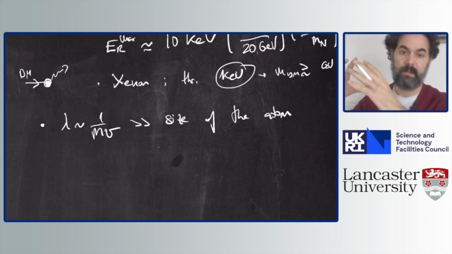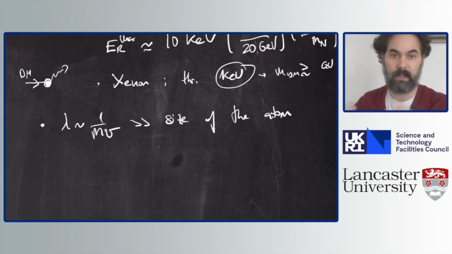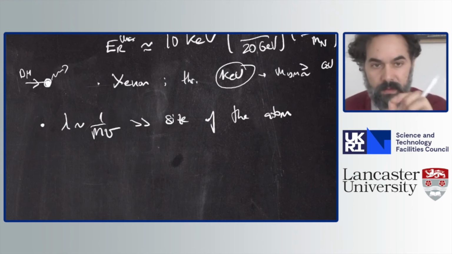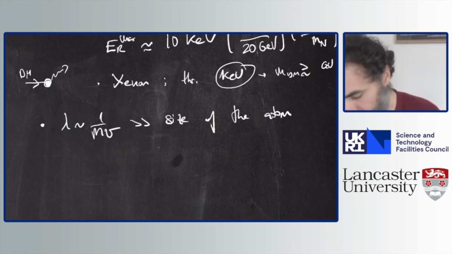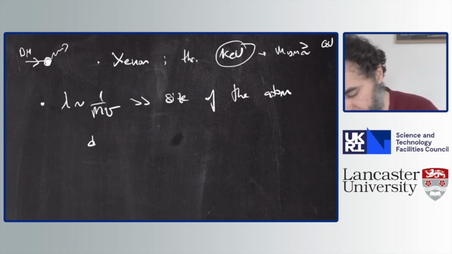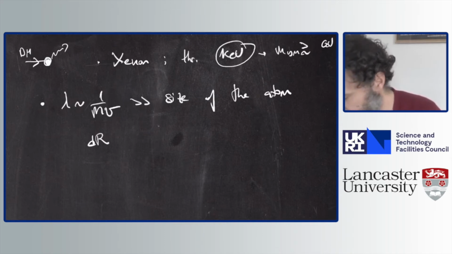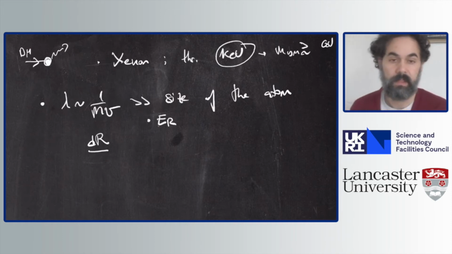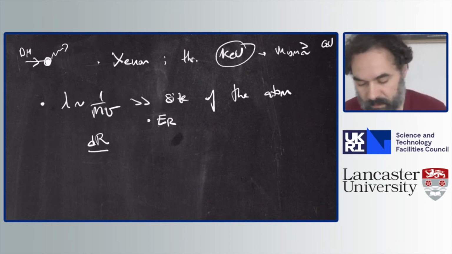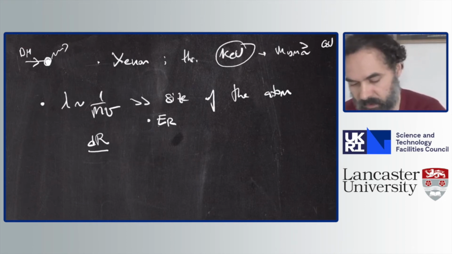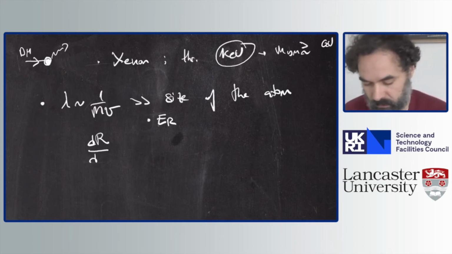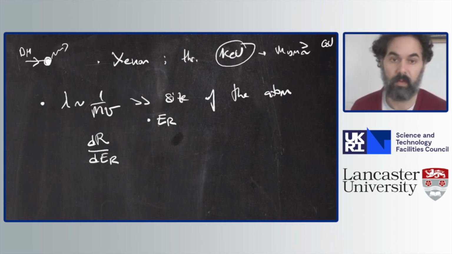Okay, that means that the atom sees the whole dark matter as a single particle, a single event. The dark matter doesn't interact individually with each of the nucleons. And what we want to compute is the recoil energy. Given an event, we can compute the recoil energy. It's something that you can measure in the lab, and eventually you can compute the number of events per recoil energy. So the important observable is the rate per unit of the recoil energy.